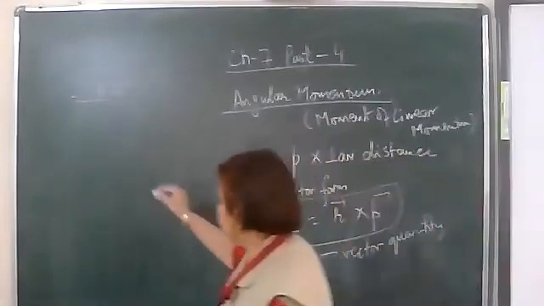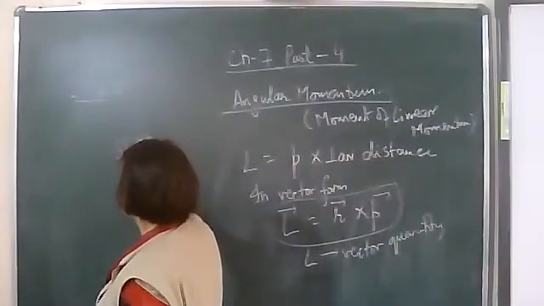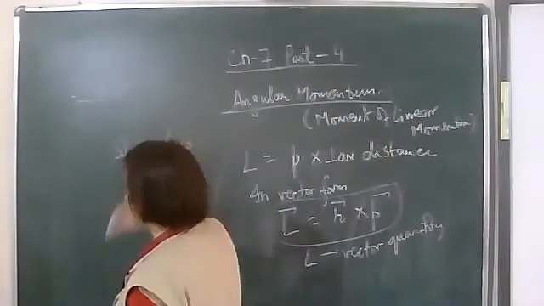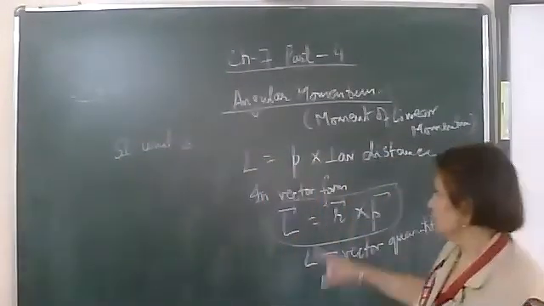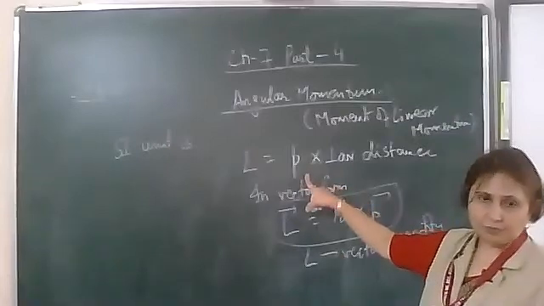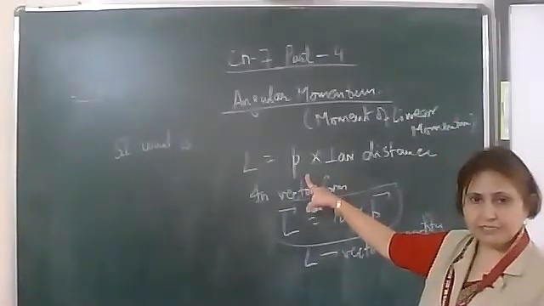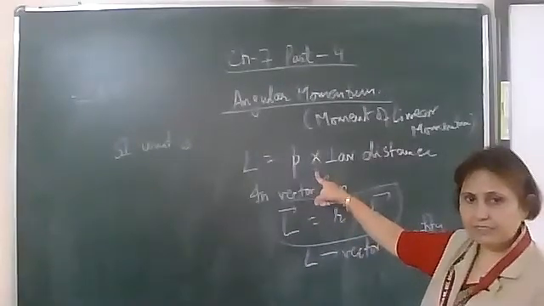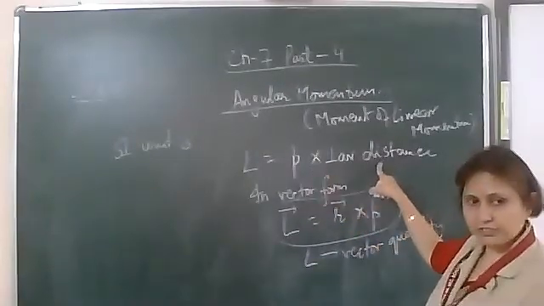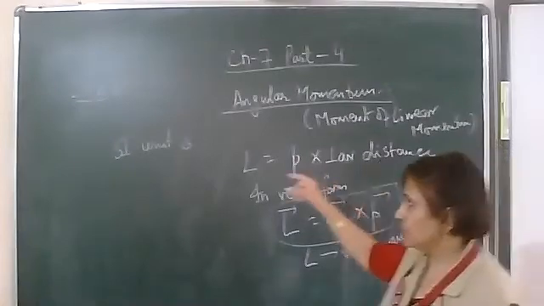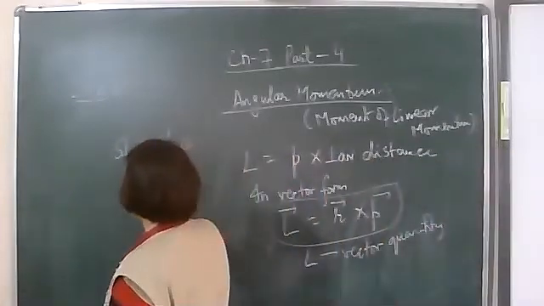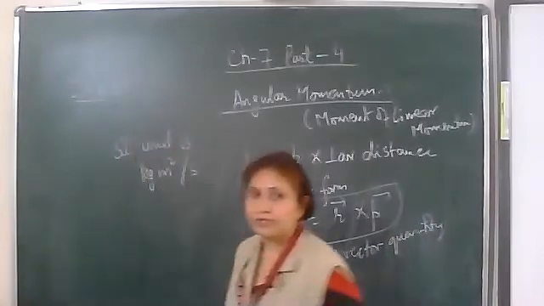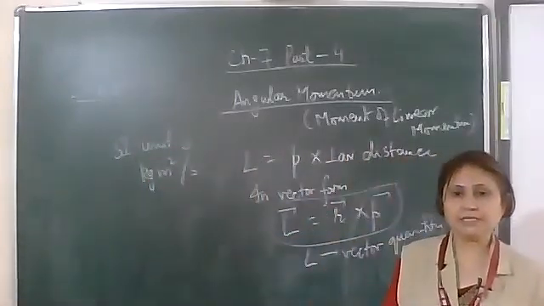Okay, SI unit of L. SI unit of angular momentum is momentum, kg meter per second, mass into velocity, mv, kg meter per second, into some distance, meter. So its SI unit is kg meter square per second.